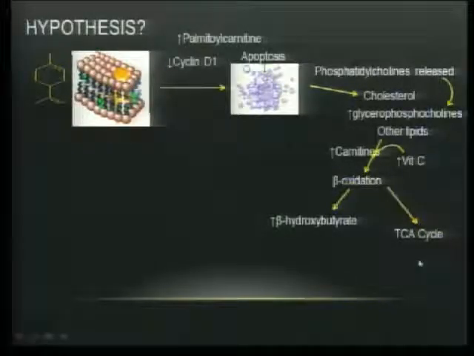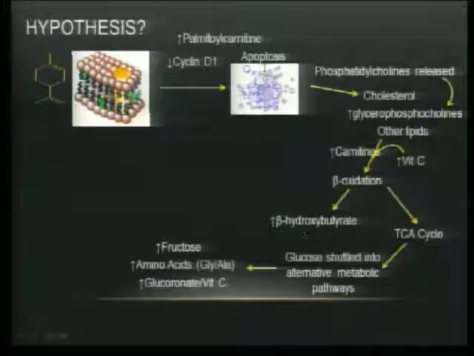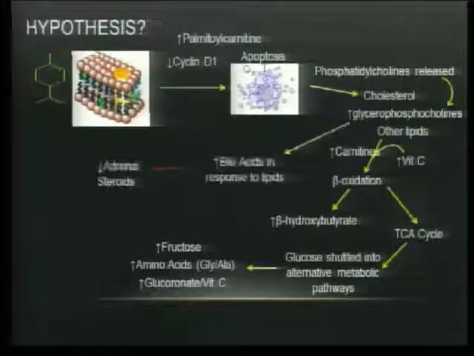Acetyl-CoA enters the TCA cycle, and beta-hydroxybutyrate is produced as a byproduct, and we saw an increase in beta-hydroxybutyrate. Because we're getting energy from fat, we don't need glucose, so glucose is shuttled into alternative metabolic pathways, and we see this increase in fructose, amino acids, glycine, alanine, and then the increase in glucuronate and vitamin C. Bile acids are lipid sensing, and so we have a general increase in bile acids. And then maybe the decreased availability of cholesterol to the adrenal gland decreases our circulating adrenal steroids.